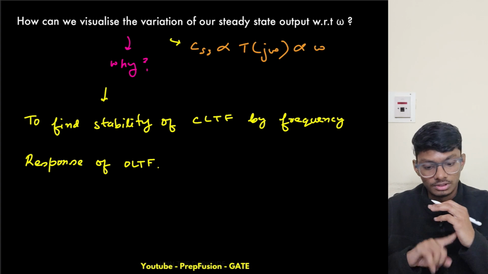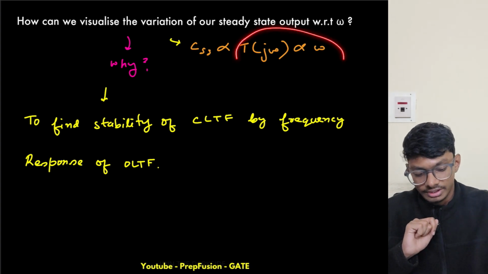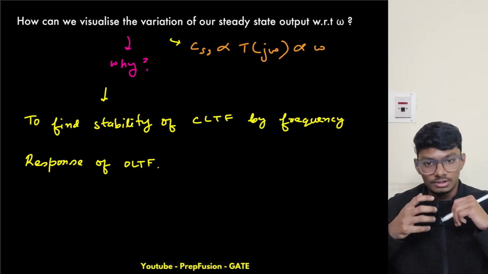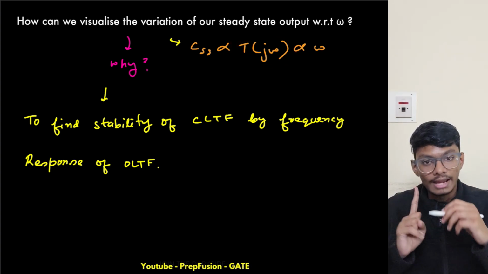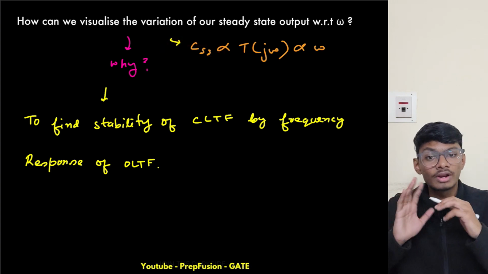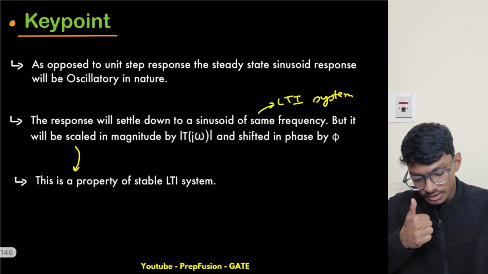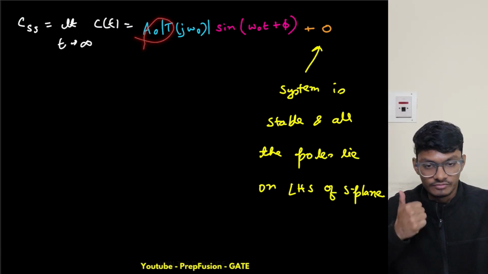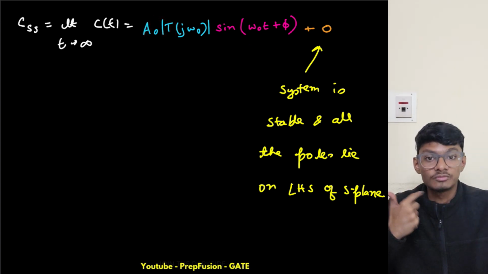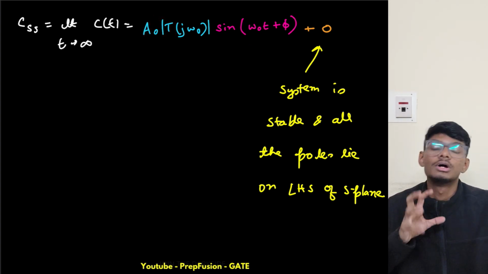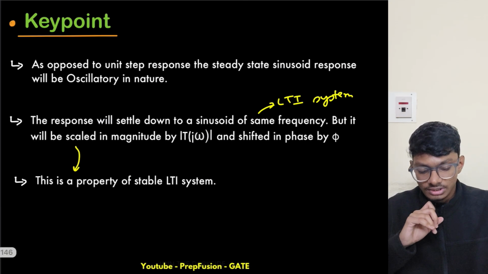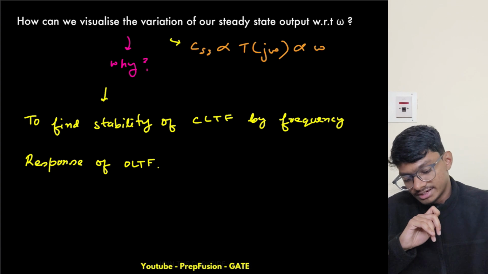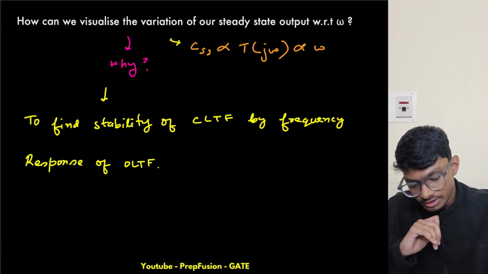For any omega naught, if I can find the response, like plot T of j omega with respect to omega, then I can find my steady state output for any omega naught. Because my output is simply a scaled version of the input amplitude and shifted by phi, which is a function of T of j omega naught itself. So that is what we'll do. We'll simply plot these two.